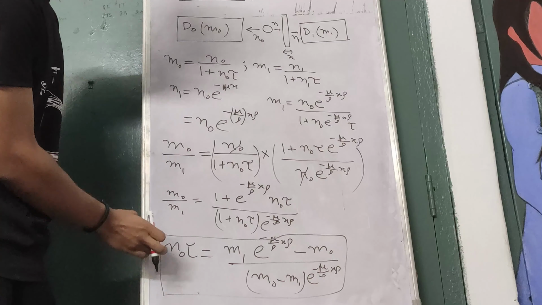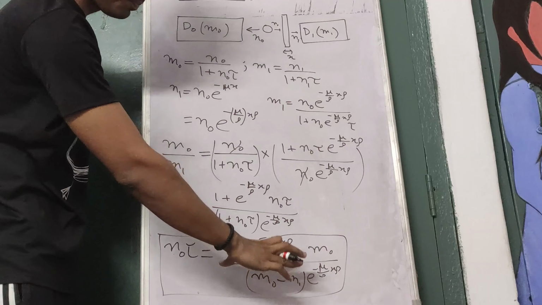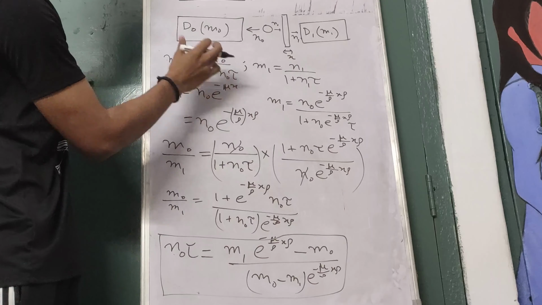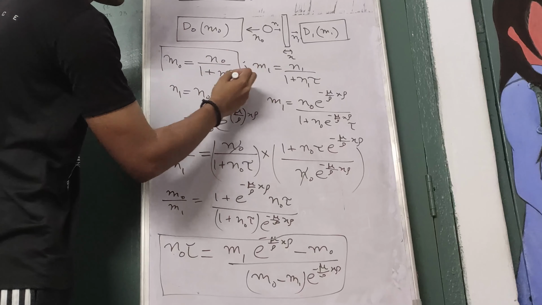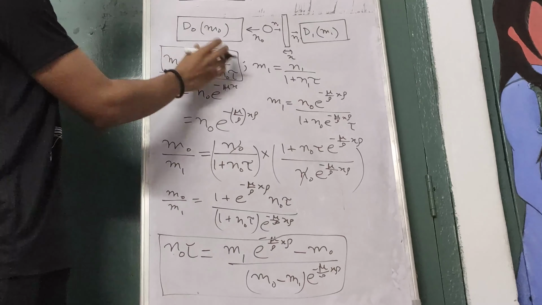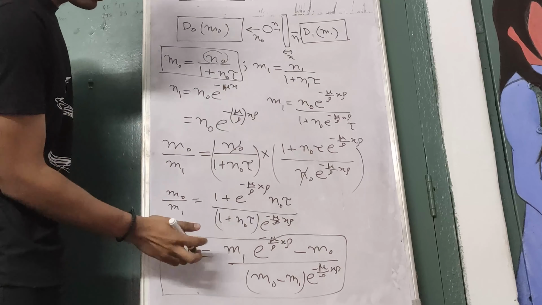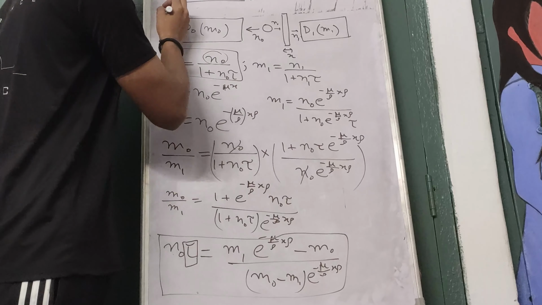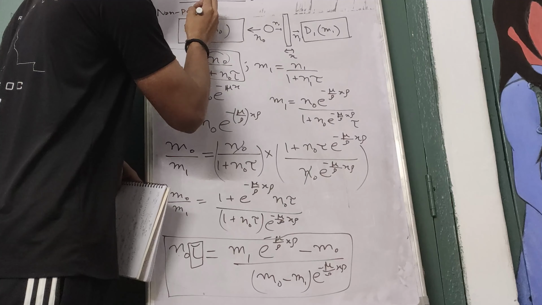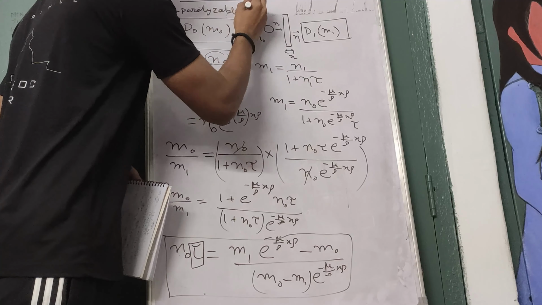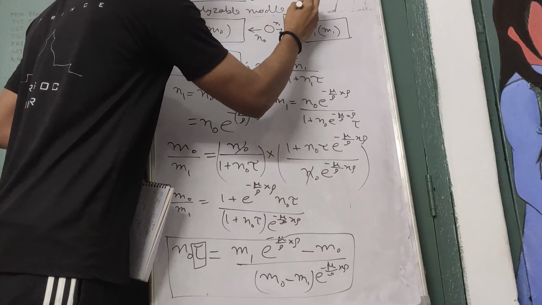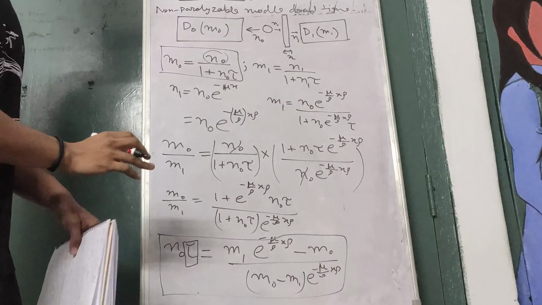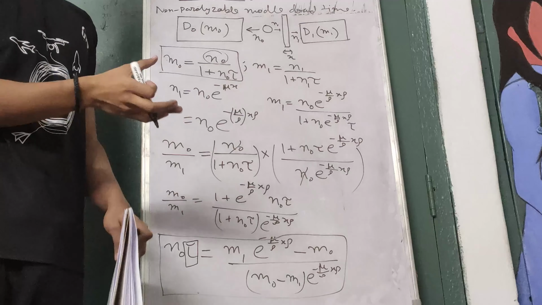So the value of N0 tau can be determined by this equation, and by using this N0 tau in the expression of M0, we can find the value of N0, and again by using the value of N0 we can calculate the value of tau. Here tau is the non-paralyzable model dead time. So in this way we can determine the non-paralyzable dead time model.